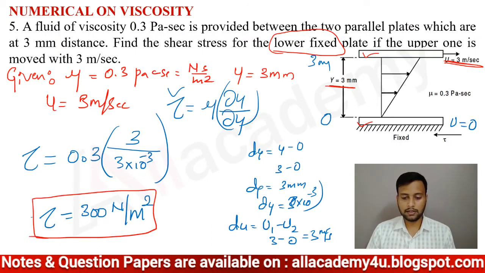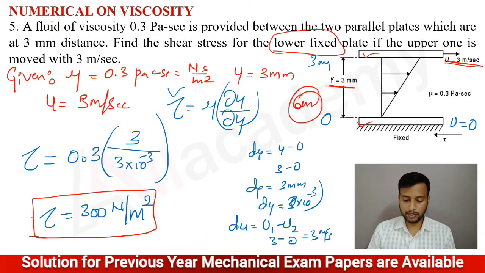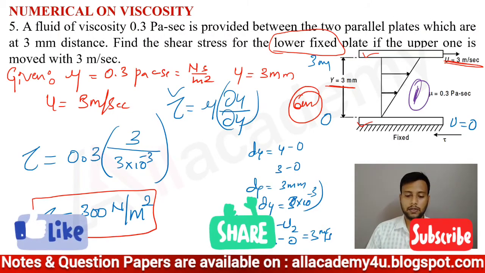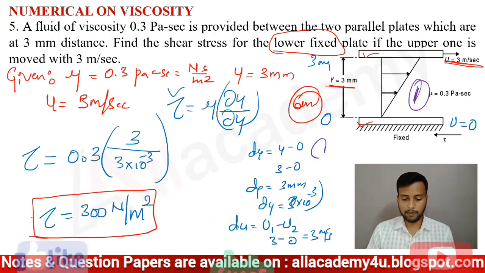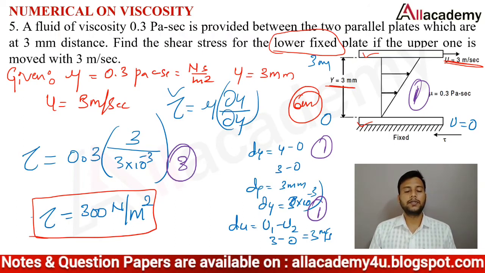This question is asked for 6 marks. Okay, now how will the marks be distributed? For this figure 1 mark is allotted, because without this one you cannot analyze the numerical. So 1 mark will be given for this, and for du 1 mark, and for dy 1 mark, so he has allotted 3 marks.